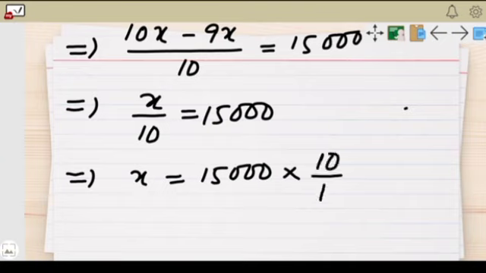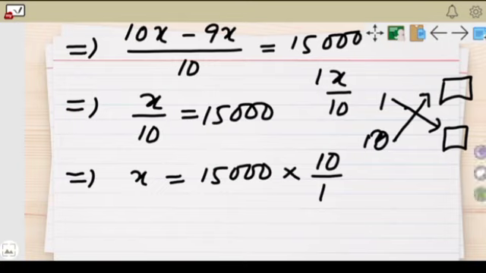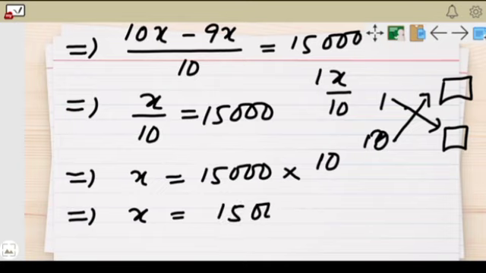So let me show you once. Here we have here x by 10. X by 10 means we have 1x by 10. Okay, 1 by 10. So when 1 goes to other side, it will go to the denominator, and when 10 goes to other side, it will go to the numerator. So 10 by 1 means you can just write 10. So what happened now, you can just erase this 1, so that you can just write 15,000 into 10, so that you'll be getting how much here? X is 15, and how many zeros? 1, 2, 3, 4 zeros. 4 zeros, how much? This is 1,50,000.